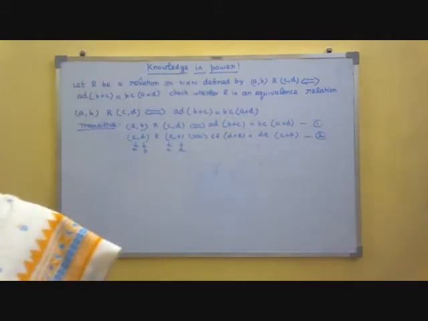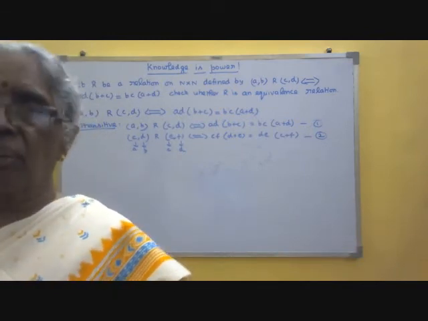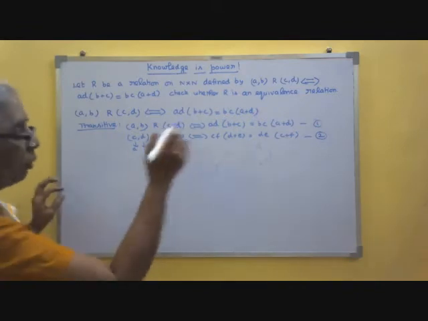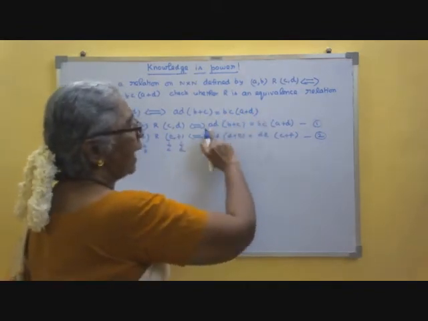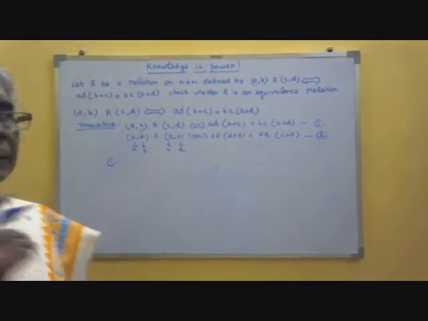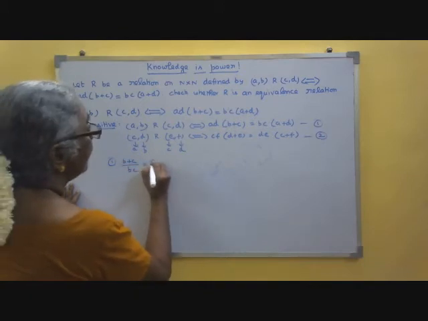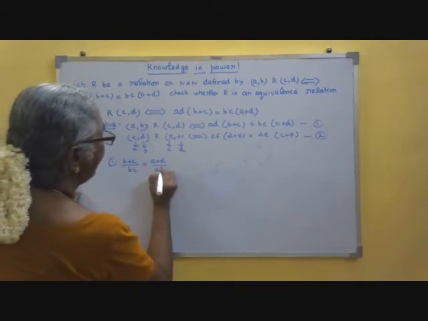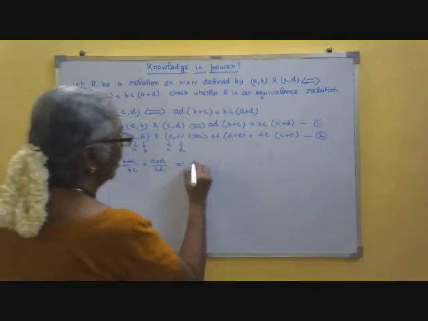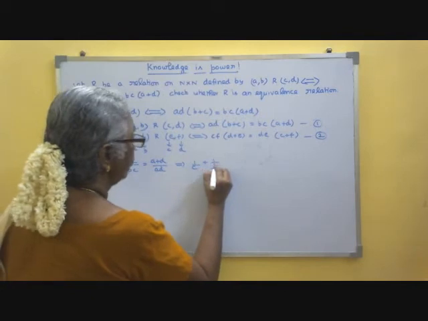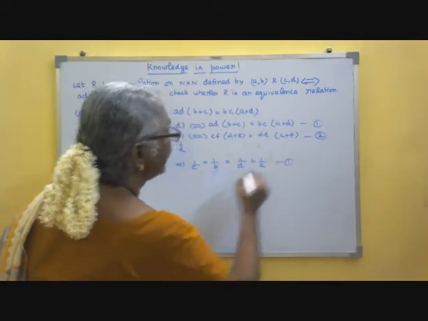Now here straight away we won't be able to prove, so let us do some arithmetic operation here. Then we will prove. I will bring the BC down, and I will take the AD and put it down. So I will get (B + C) by BC is equal to (A + D) by AD. What does it imply? B by BC plus C by BC, so I will get 1 by C plus 1 by B, that is equal to 1 by D plus 1 by A. This is my 1.